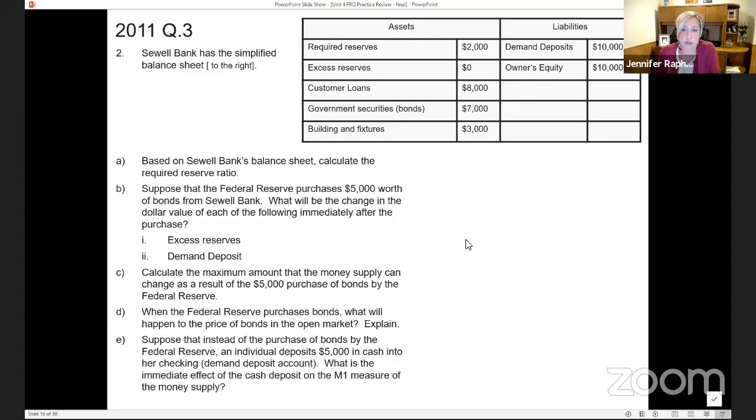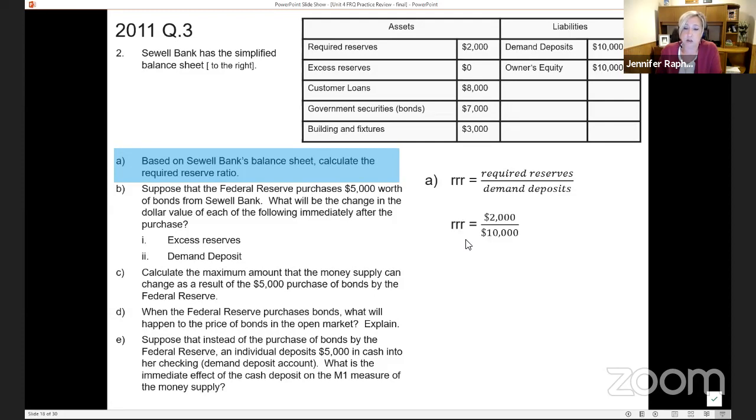are worth $3,000. So the first part of the question, part A, says, based on Sewell Bank's balance sheet, calculate the required reserve ratio. So since they have zero excess reserves, we know that the required reserves is 2,000 for demand deposits of 10,000. And the reserve requirement can be found by dividing the amount of required reserves by the amount of demand deposits. So in this case, that would be 2,000 divided by 10,000, or 0.2, or 20%.